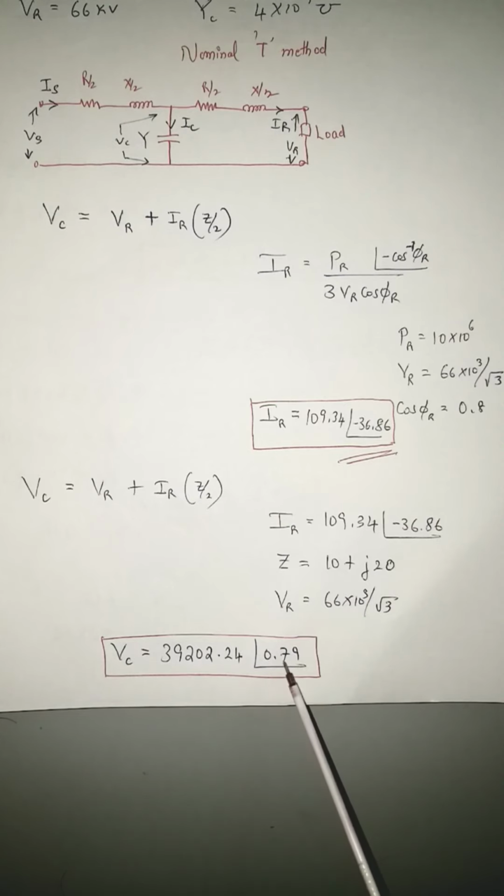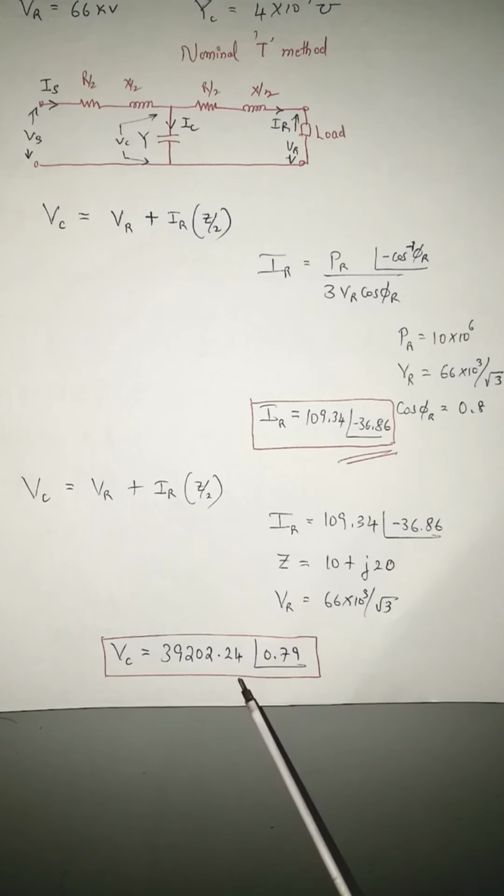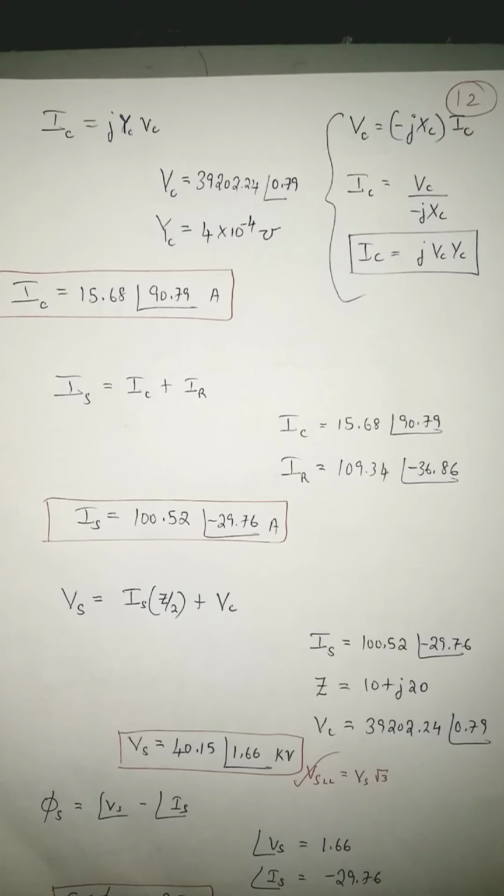We get 39202.24 at an angle 0.79. Again, I am giving you the values straight away. You will have to substitute and check. So we have calculated voltage across a capacitor. Next we have to get the current through the capacitor. You know the relationship between voltage and current across a capacitor. Vc is equal to minus jXc into Ic. If you want Ic, it will be Vc divided by minus jXc.